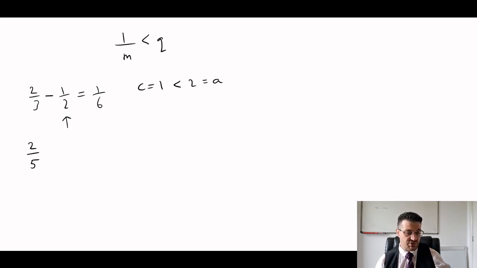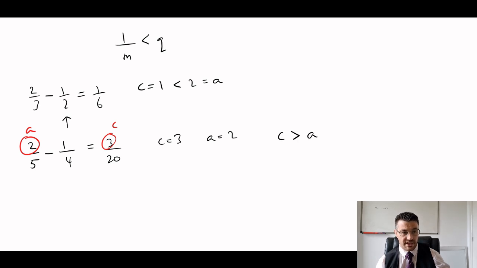Okay, so what do we have? 2/5 minus a quarter. Now there's a problem here. We've got 2/5 minus a quarter is equal to, what is it? It turns out to be 3/20. Now, have a look at this. Here we've got c, which is equal to 3. But a is equal to 2, right? This is a, and this is c. But c is greater than a here.